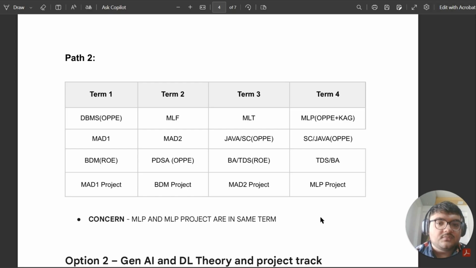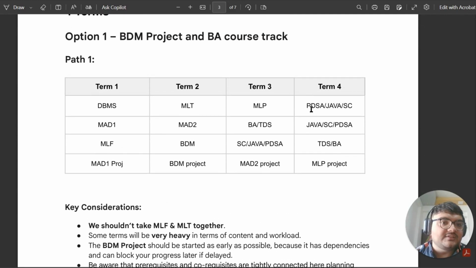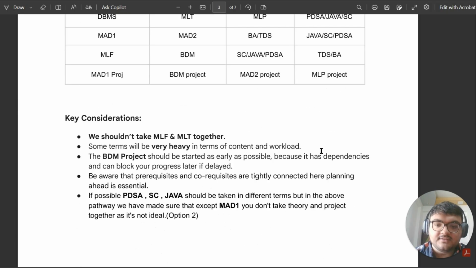So if you are really good at it, like if you think that programming subjects are your thing, then you can surely take Java. Java has two OPPEs, but it is easy. It is an easy course.